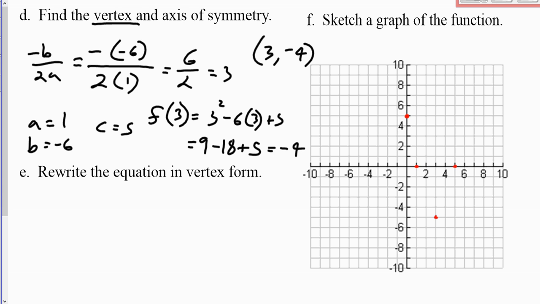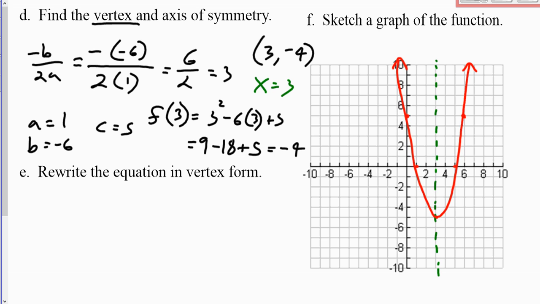So using those 3 points, I can also use some symmetry, and I can say, all right, this point over here has to be over there, because I have this line of symmetry at x equals 3. And then to finish my graph, I can just go ahead and connect my dots and draw my parabola there.